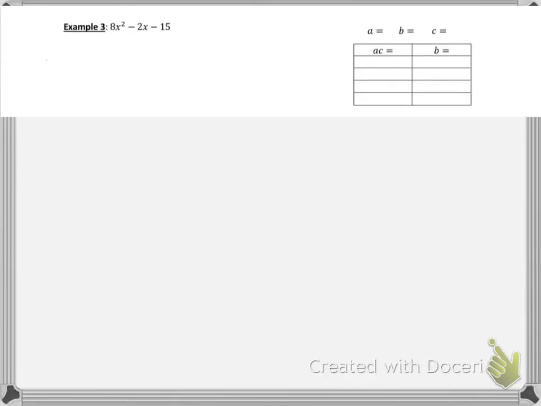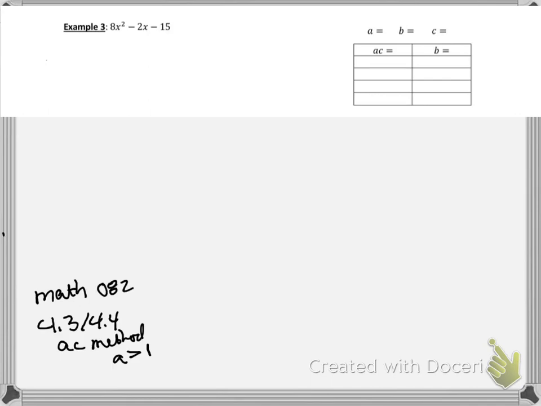Hi everyone, this is another lesson on Math 082. We are in 4.3, sort of, or 4.4, and we are using the AC method for values of a greater than 1. And again, I mentioned in my previous video that this method is not really presented in the Math 082 textbook. So if you want to see it, you can look in the Math 083 textbook, which is still available online. So the AC method means that we need to find our A, our B, and our C.